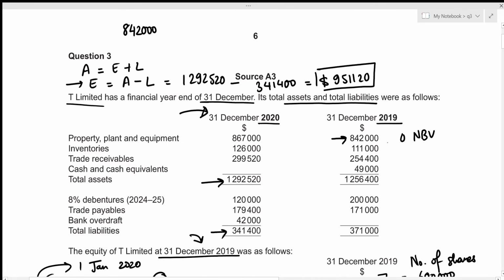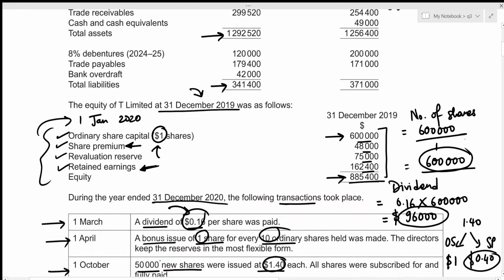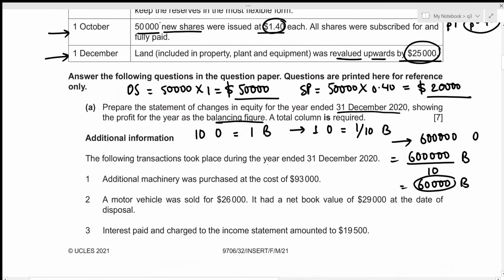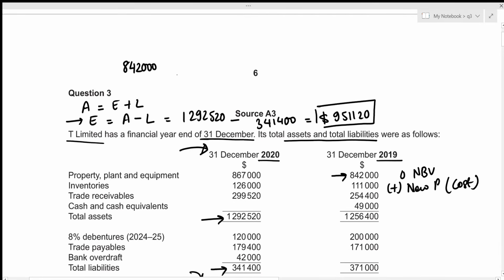Then we just add all of our new purchases. And new purchases are to be recorded at their cost. And we had additional machinery purchased, right, at the cost of 93,000. So we need to add this cost. That's plus 93,000. Then the next step would be to subtract all of the disposals.